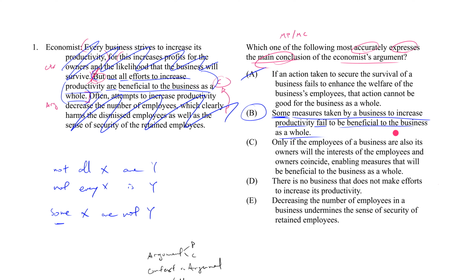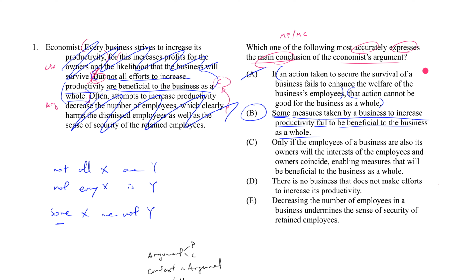Now, that's simply not what we're saying. We're not saying in our conclusion anything conditional or hypothetical. We're simply saying in our conclusion that there are some measures that businesses take that fail to benefit the business as a whole. A, on the other hand, is a conditional statement. It's saying if an action meets this criteria, then we can say that the action is, quote unquote, not good for the business as a whole.